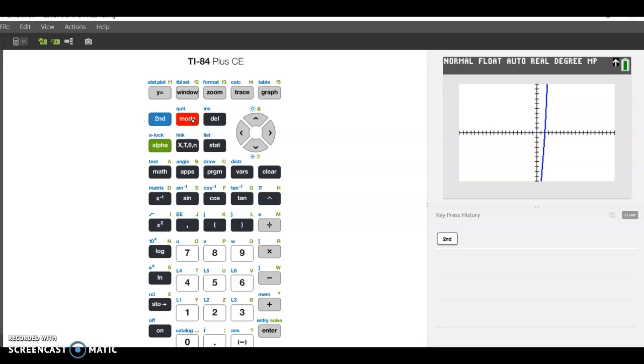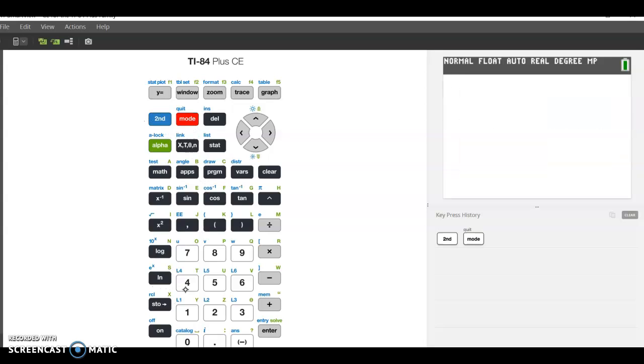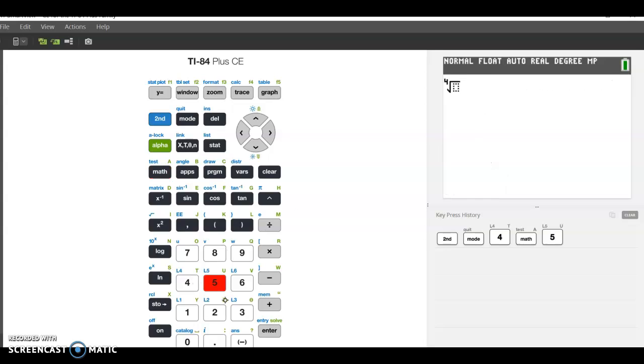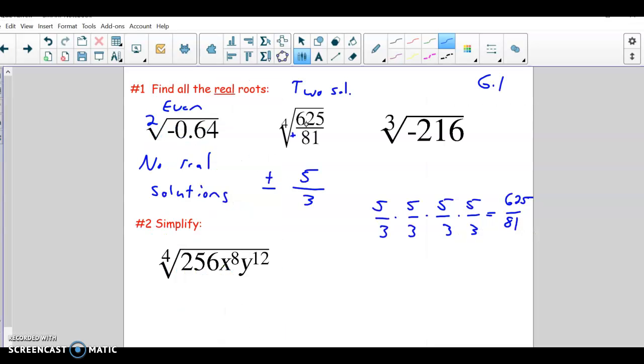All right, so to do this, I'm going to type 4 because I've got to do a fourth root. And then I'm going to hit the math key. And then number 5 will let me do any root, called x root. So I'm going to hit 5. So now I'm doing a fourth root. And now I'm just going to type 625. Just check to make sure that that is indeed 5. Okay, so I'm really doing the fourth root of 625 and the fourth root of 81, and that gives me my 2 answers here: plus or minus the fraction 5/3.